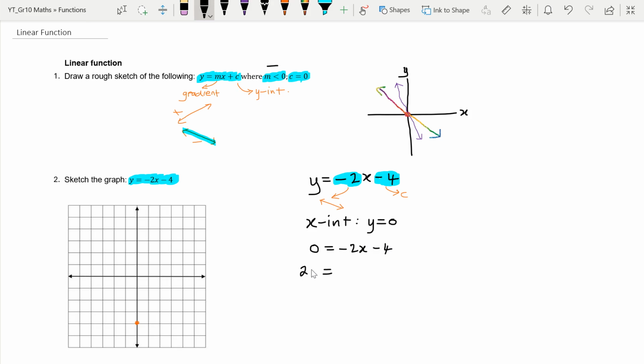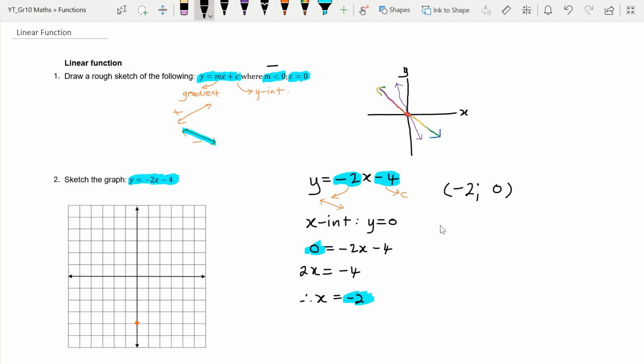I'm going to do that. And then I'm going to divide both sides by 2. And then it gives me that my x is negative 2. So what did we just do? Let's just make sense of that. We found a coordinate. When my y is 0, my x is negative 2.